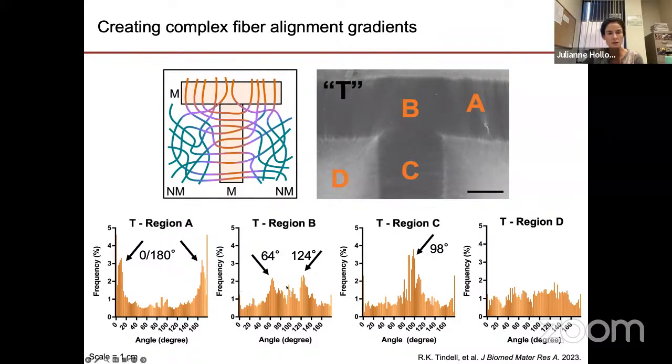And then when we go to B, because this is a T shape, you see the appearance of these two peaks that correspond to the movement of those fibers. And then in region C, we see a single peak around 98 degrees that corresponds to more horizontally aligned fibers. What's really interesting is that in addition to controlling the length, and where in space we're getting fiber alignment, we're also able to control the direction of the fiber alignment. So this is a super modular technique that gives us a lot of control within a single layer of where the fiber alignment is occurring.